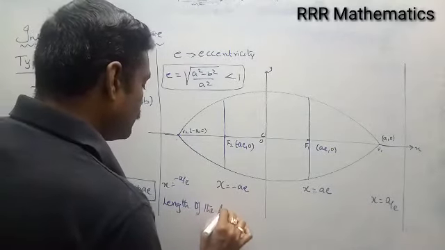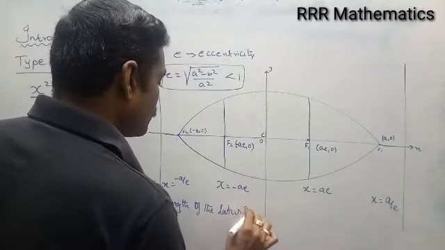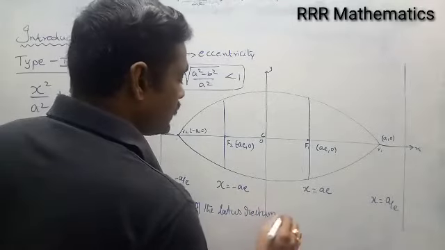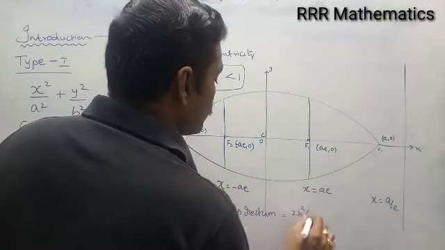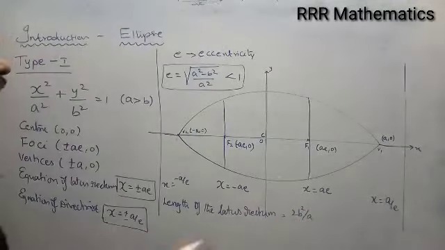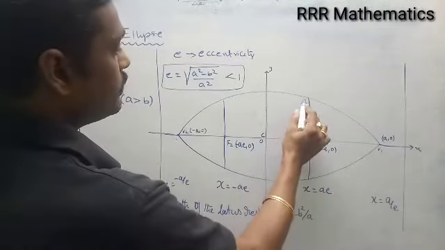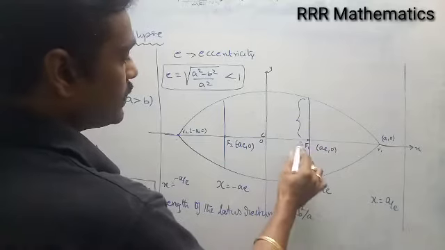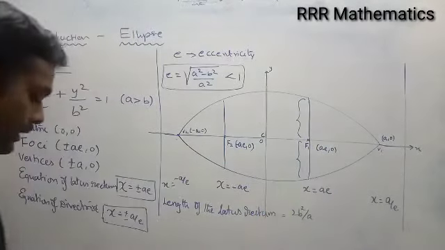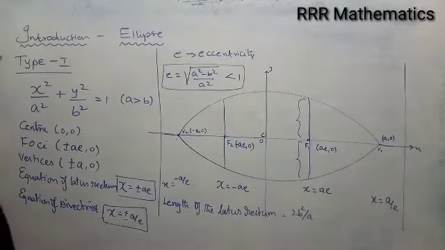Length of the latus rectum is 2b square by a. The length of the latus rectum will be 2b square by a. This is b square by a, and this other one is b square by a, so the length of the latus rectum will be totally 2b square by a.